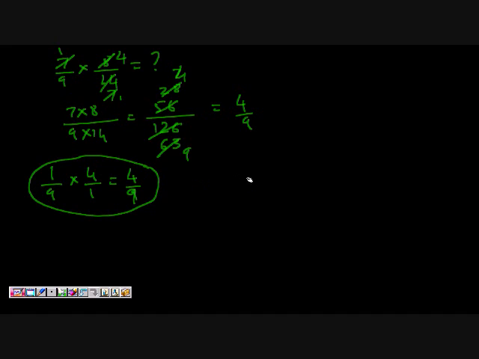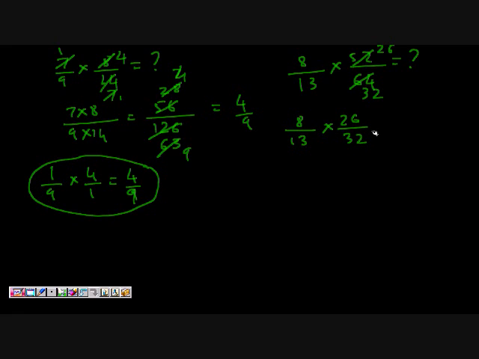Okay, let's take one more example. Suppose you are given 8 by 13 into 52 by 64. This is equal to how much? Now we know that 52 and 64 are multiples of 2, so we can write 8 by 13 into, 2 goes into 52 26 times and 2 goes into 64 32 times. Okay, 26 by 32.